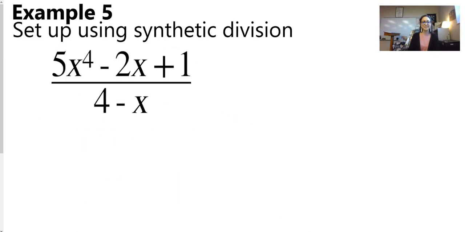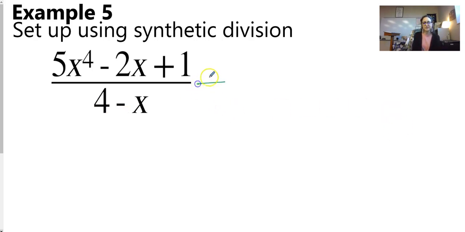All right, let's try one last one. Let's do setup only. Then force pause on your screen. Go ahead and copy what I have for example 5. All right, we're back. Hopefully you notice that our divisor is a little bit different from the format we need for synthetic division, right? We really need it to be x plus or minus something, right? Not negative x plus or minus a number.